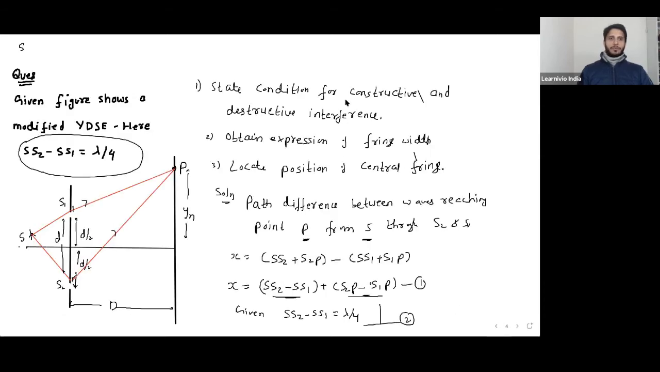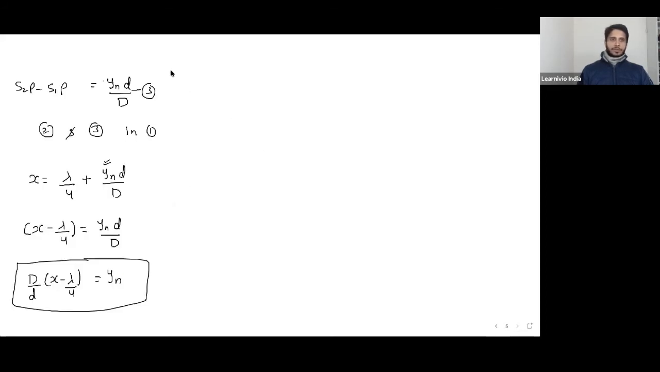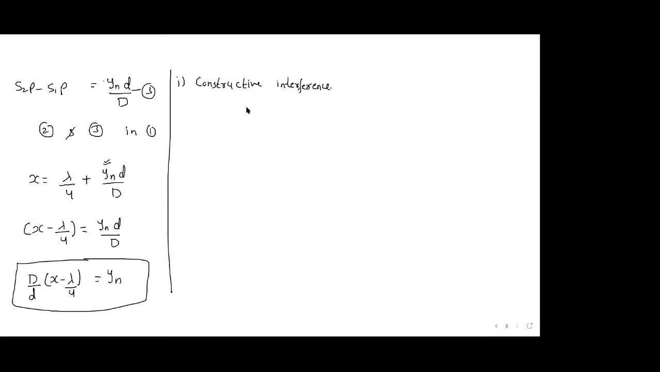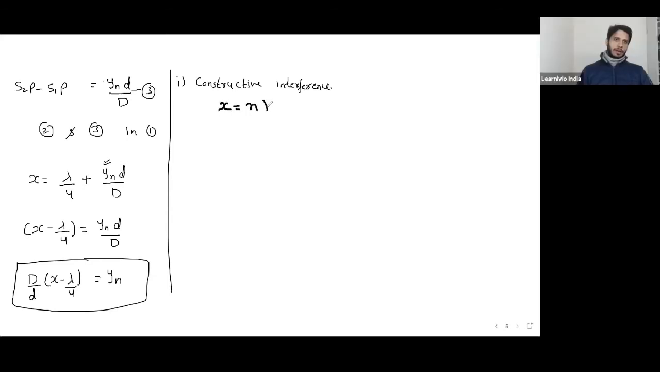Now, let's see the first part. You need the condition for constructive and destructive interference. So for constructive interference, how much is the path difference? x equal to n lambda. Yes, n lambda. So put x equal to n lambda here. Let's call this equation number 4. Call this equation number 5.